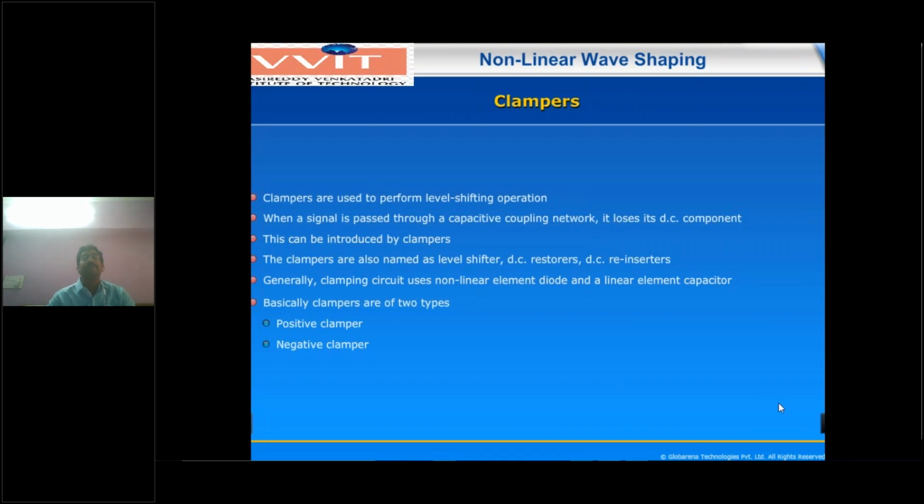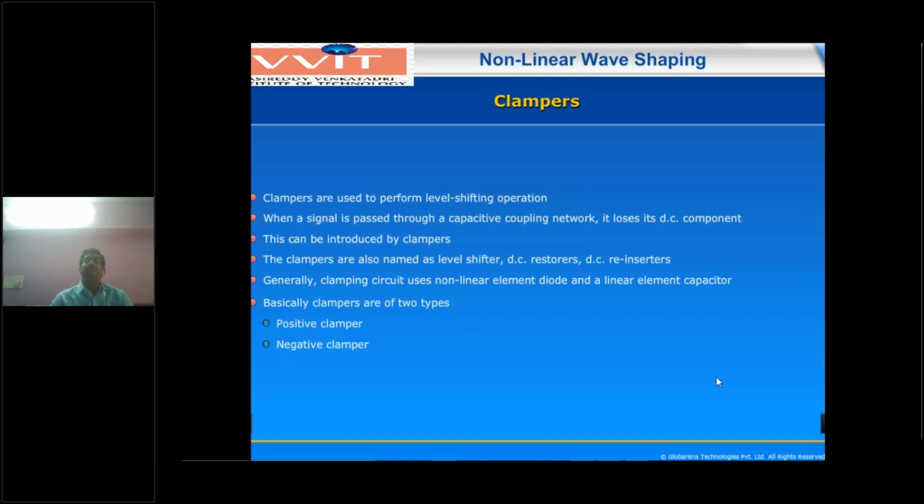What is meant by clamping? Clampers are nothing but circuits that perform the level shifting operation. That means whatever the input sinusoidal waveform is, you have to clamp it above some reference voltage or below some reference voltage, or simply, it is called the addition of DC voltage. So why will a DC voltage be added here?